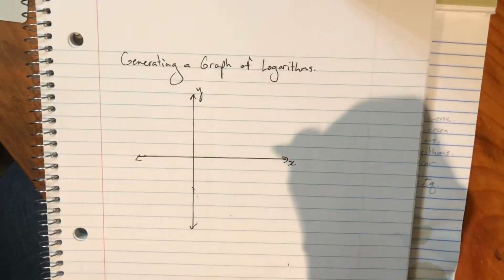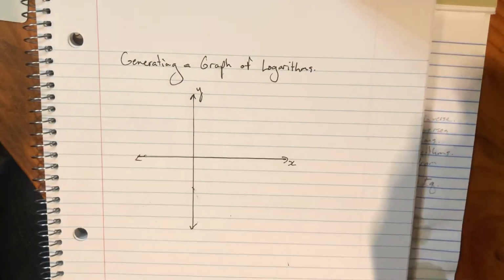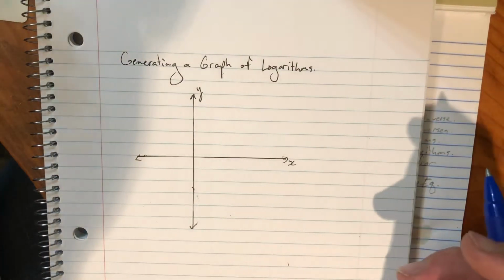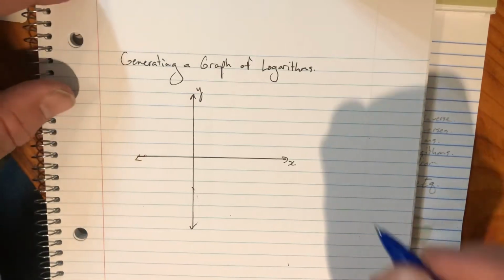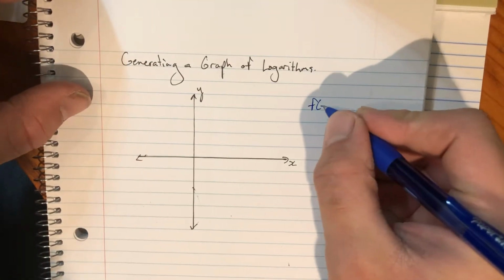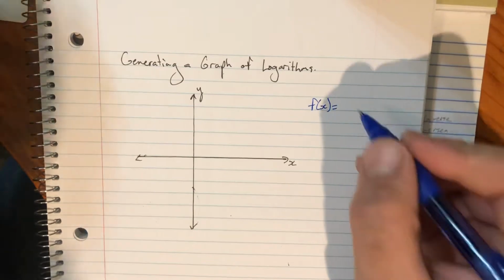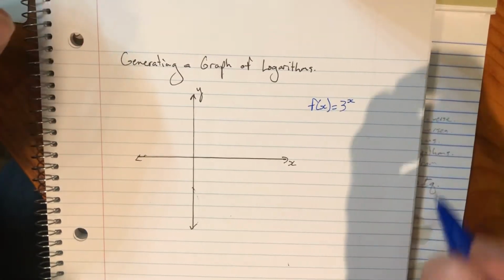in earlier podcasts and things, exponential functions and logarithmic functions are related in that logarithms are the inverse of an exponential function. So we'll first graph an exponential function. I think we'll graph 3 to the exponent x.